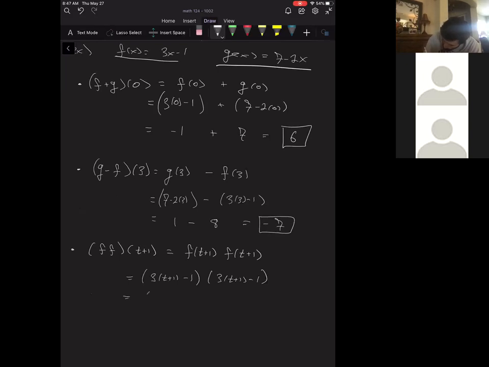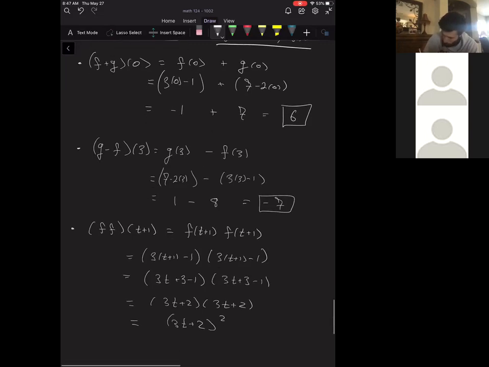So this is going to equal 3t plus 3 minus 1 when we distribute the 3 on the inside of the parentheses. And same thing over here, 3t plus 3 minus 1. And so this is going to be 3t plus 2, 3t plus 2. We have 2 of them, so we'll just write 3t plus 2 squared.